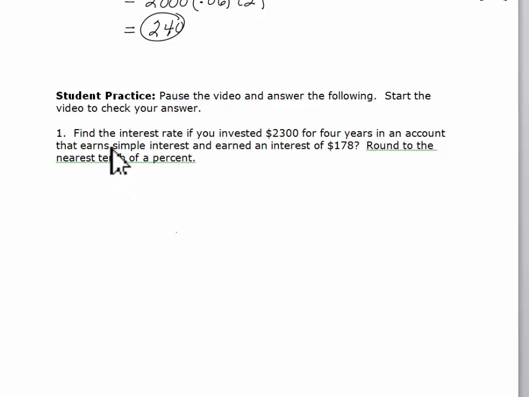Okay. So this problem, we're asked to find the interest rate if you invested $2,300 for 4 years in an account that earns a simple interest, and you earned an interest of $178. So again, we're going to write down the formula. Interest equals principal times rate times time. And this time, R is our unknown. We don't know the interest rate, but we know the principal, which is $2,300. We know the interest that we earned, the amount was $178.